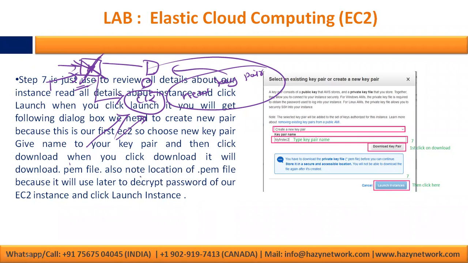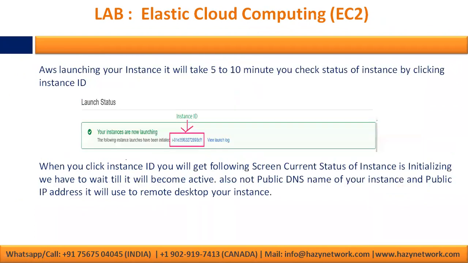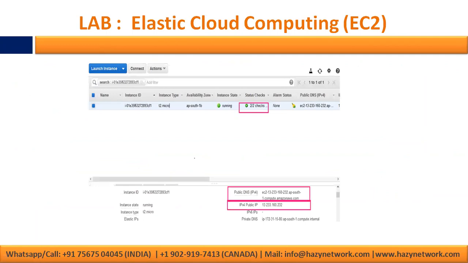And for that also we find a workaround. Don't worry, I will show you. Now this is my instance ID. Instance ID is used to identify each and every instance separately. Once it is ready, it will show you the status: 2x2 check is passed.